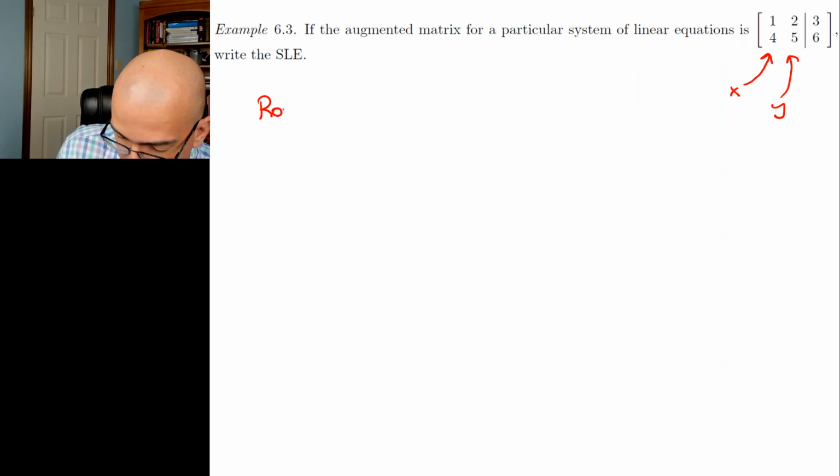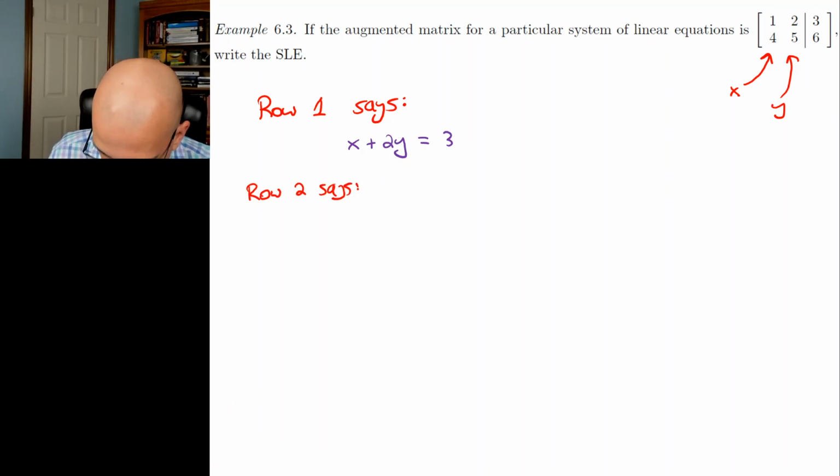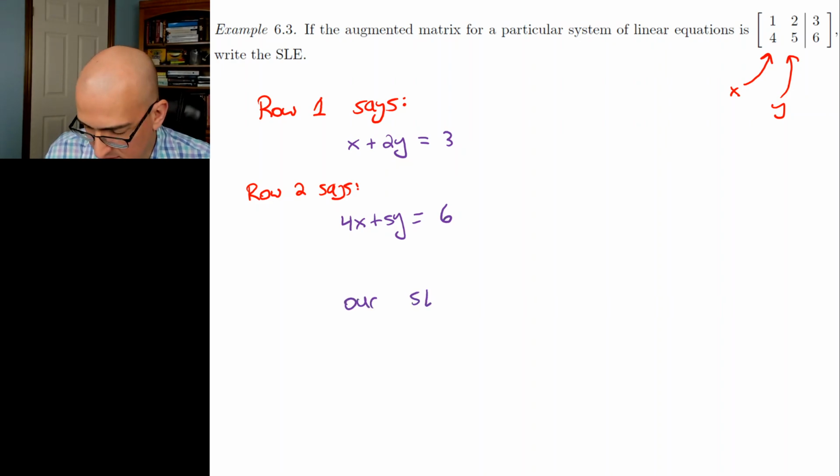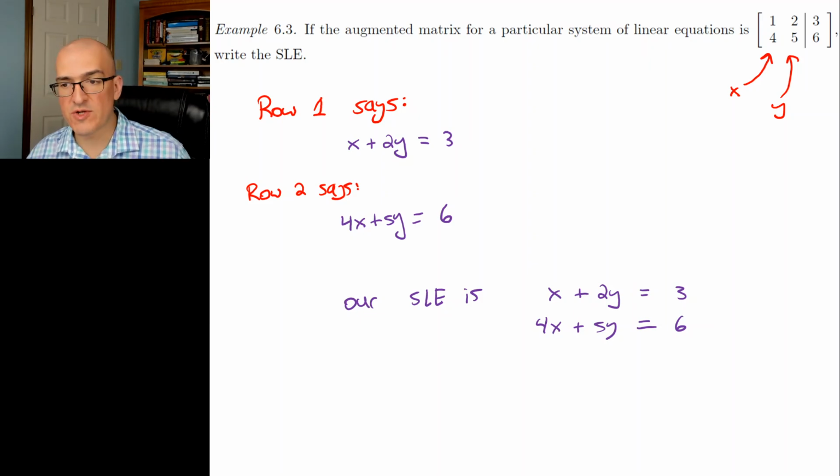So row 1 says the following. Row 1 says that x plus 2y equals 3. Row 2 says that 4x plus 5y is equal to 6. Our SLE is x plus 2y is equal to 3, 4x plus 5y is equal to 6. This is just interpreting or converting back to the original SLE notation. So we can go forwards and we can go backwards.